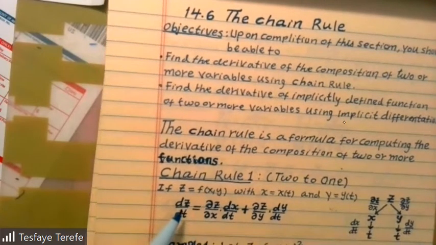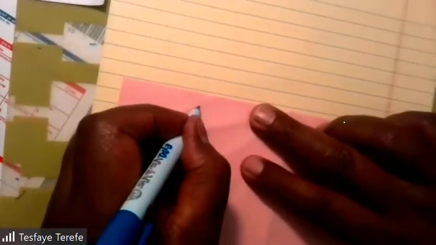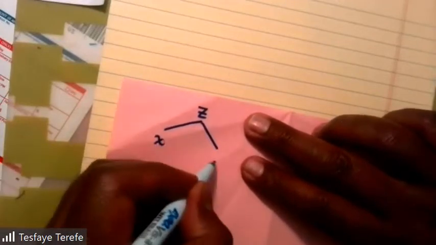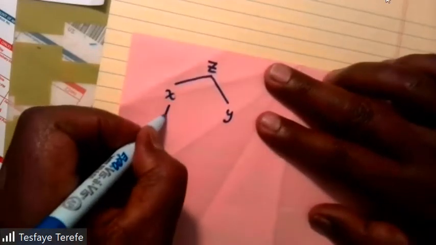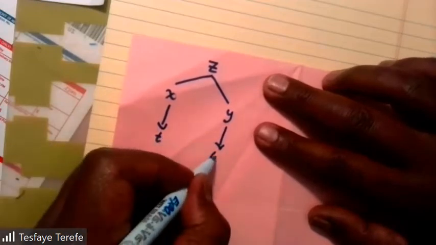Then using chain rule, dz/dt, the total derivative, equals ∂z/∂x times dx/dt plus ∂z/∂y times dy/dt. How do you do it? You have to draw the tree diagram, actually. Look, you have the variable z, which has two inputs, x and y, and x in turn has one input, which is t, and y has another input, which is also t.